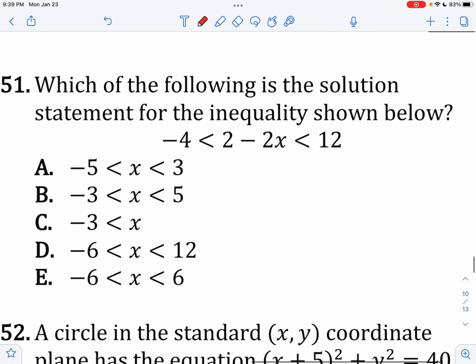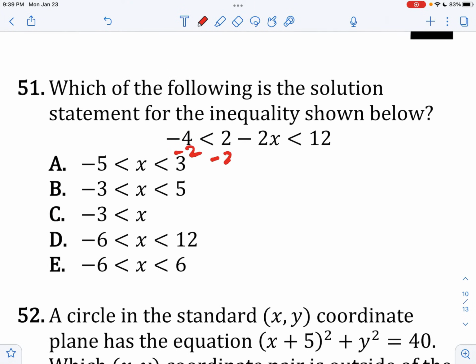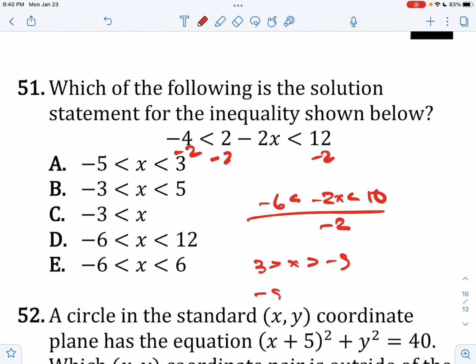Which of the following is the solution statement for the inequality? Subtract 2 from all three sides. Negative 6 is less than negative 2x, which is less than 10. Divide everything by negative 2. We end up getting 3 is greater than x is greater than negative 5, which is the same thing as negative 5 is less than x is less than 3.